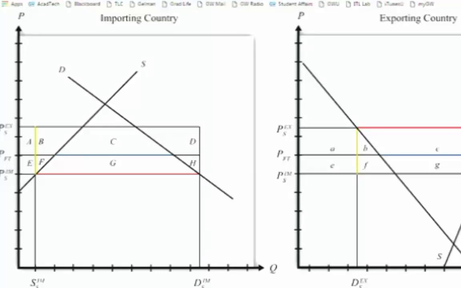The level of U.S. exports is going to be given by the difference between the supply here and the demand here. So this horizontal distance, given by the blue line, I think it's a blue line, right? The blue line is going to be U.S. exports at PFT.